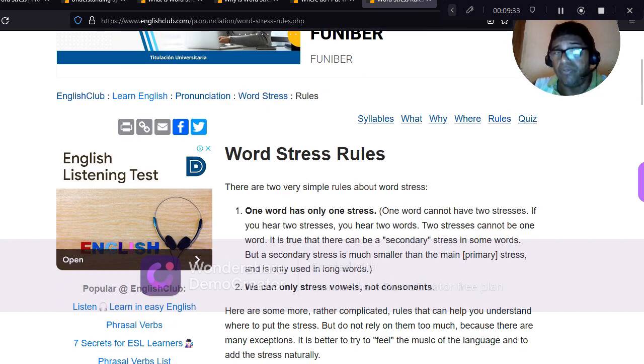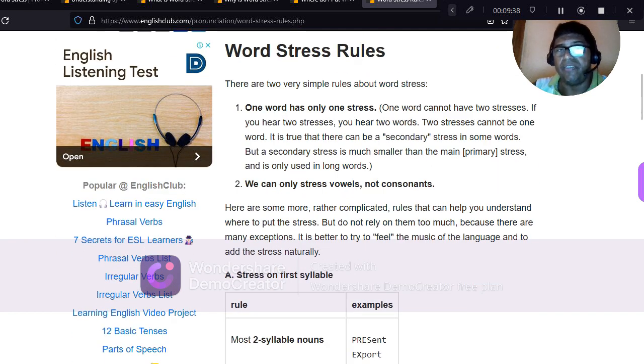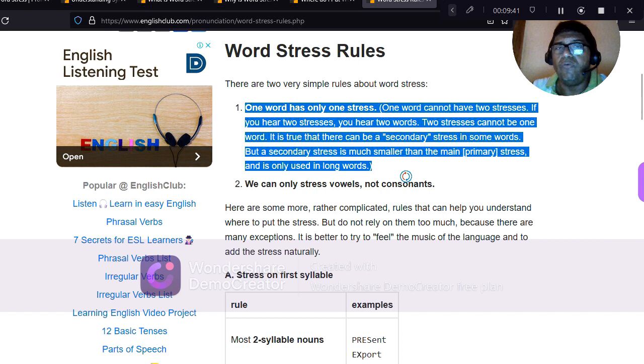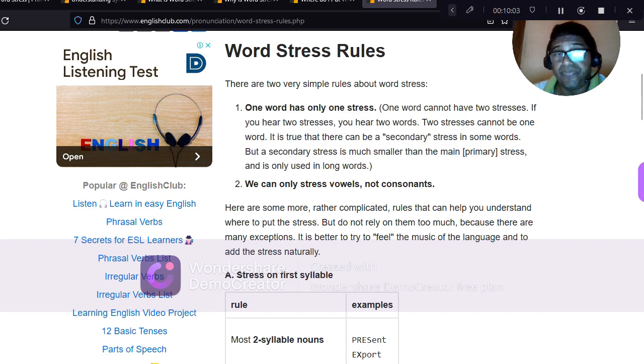Word stress rules. There are two very simple rules about word stress. Number one: a word has only one stress. One word cannot have two stresses. If you hear two stresses, you hear two words. Two stresses cannot be one word. It is true that there can be a secondary stress in some words, but a secondary stress is much smaller than the main primary stress, and that is only used in long words. Second rule: we can only stress vowels, not consonants.